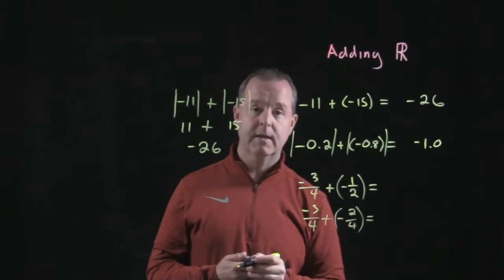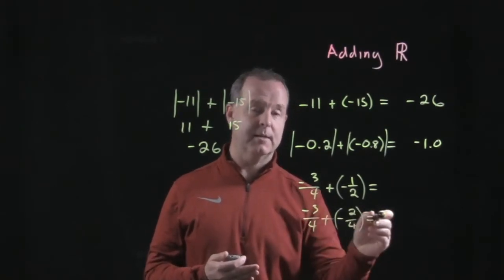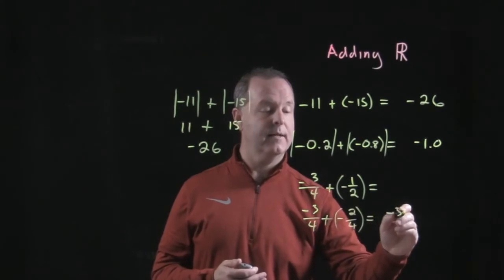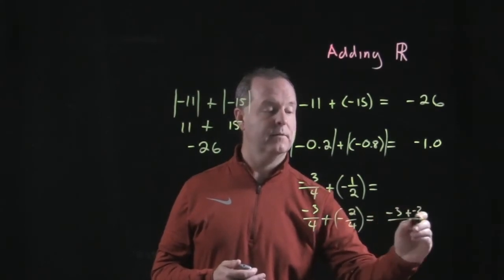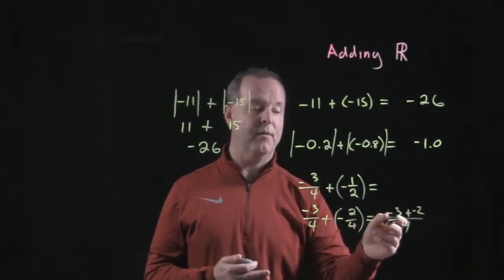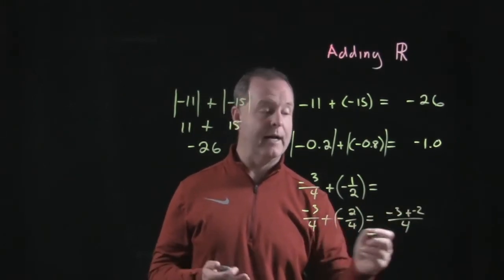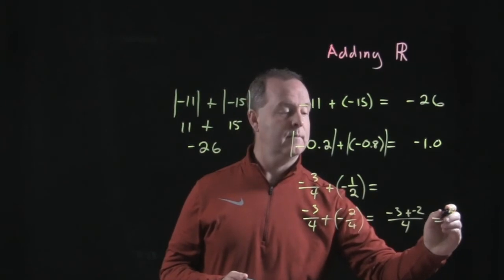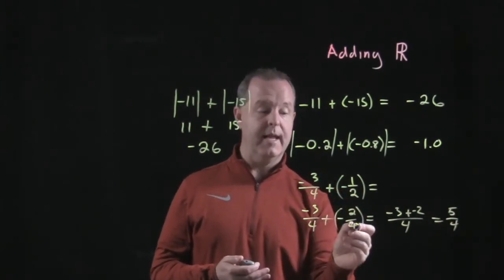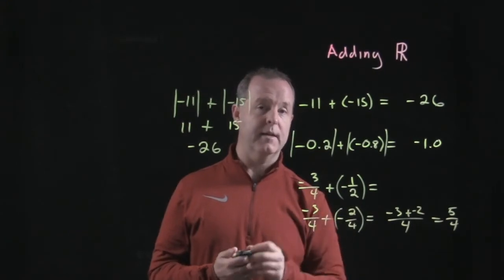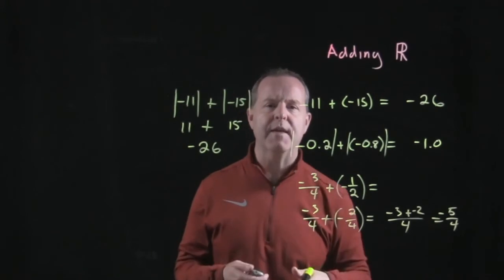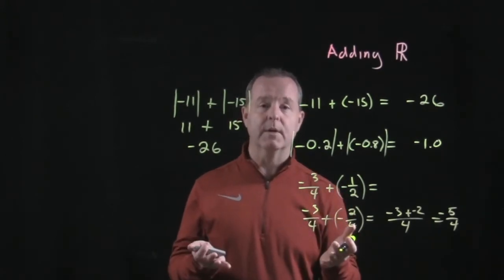With fractions, I may add them top to top if the denominators are the same. So this becomes negative 3 plus a negative 2 over a 4. And then the absolute value of negative 3 and negative 2 is 5. So that becomes 5/4. With the negative signs now, since both of these are negative, I carry on with the negative. So that's just another way when you're thinking about how to add real numbers.